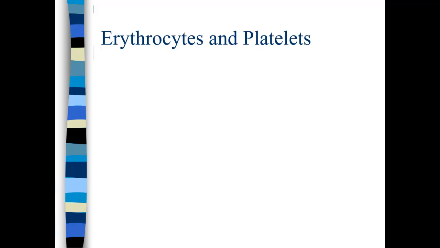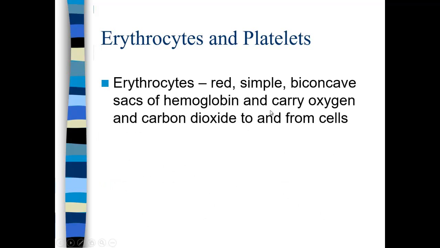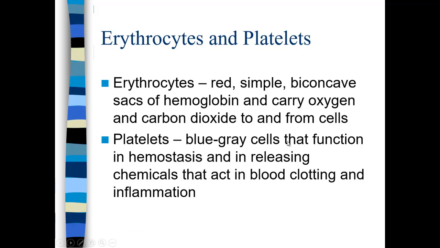Erythrocytes are just very simple cells. They are biconcave, so they look kind of like Mentos, I think, red Mentos, and they contain hemoglobin, and this carries oxygen and carbon dioxide to and from cells. Platelets are just very, very small blue-gray cells. They have no nucleus, and they release clotting factors, and they mediate clotting and inflammation.